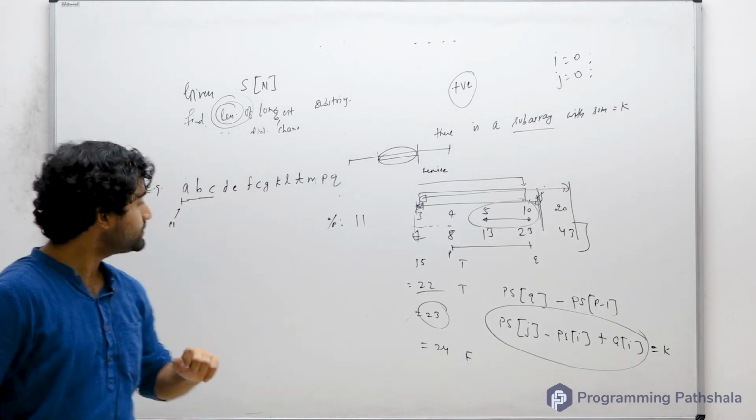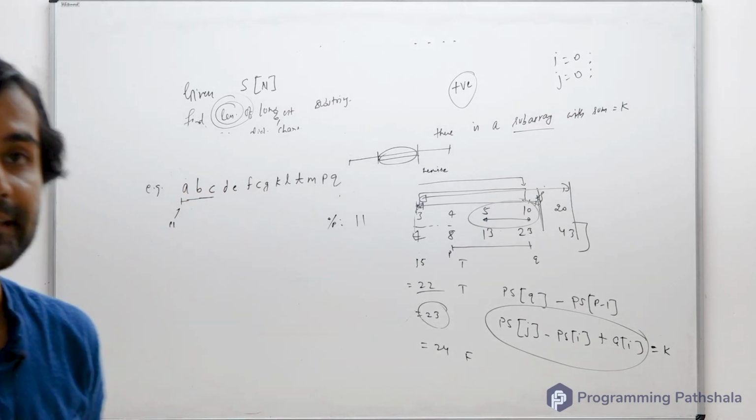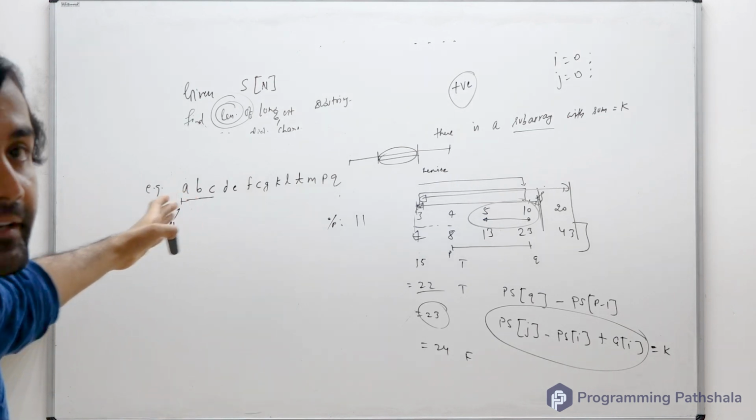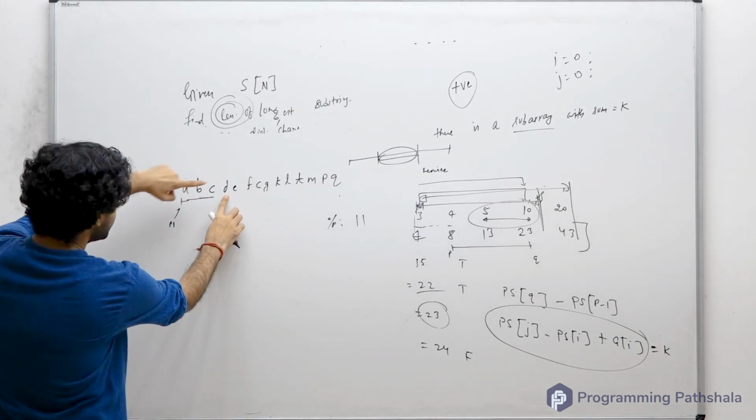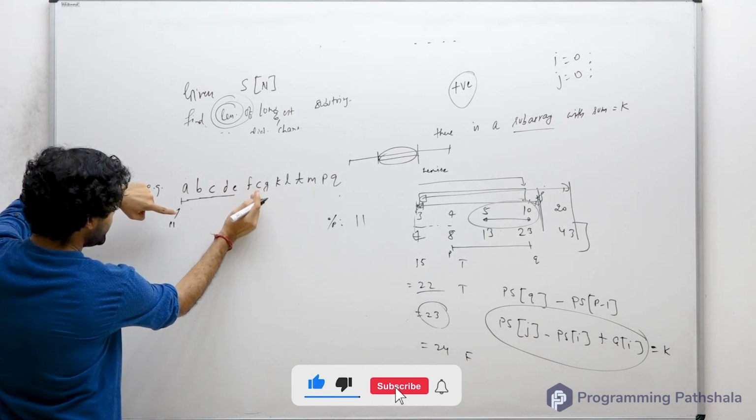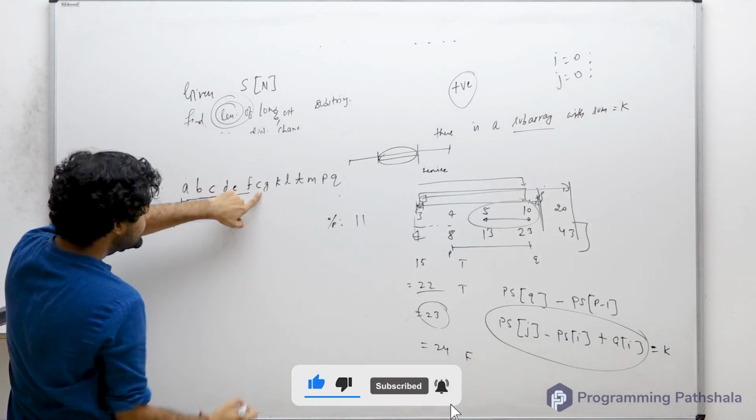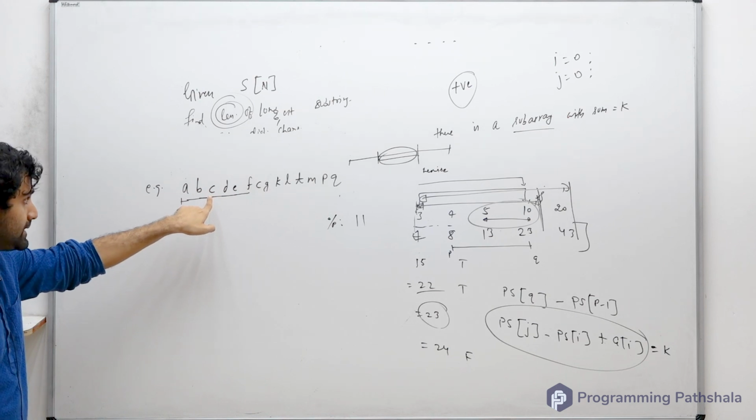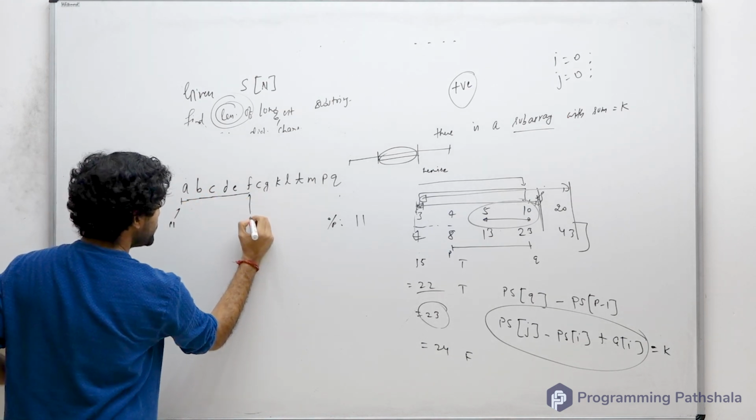Till where will it go? Till where will it keep expanding? It will keep expanding till F. D is not repeated, so it expands. E is not repeated, expands. F is not repeated, expands. C is repeated. So now my P2 is over here.